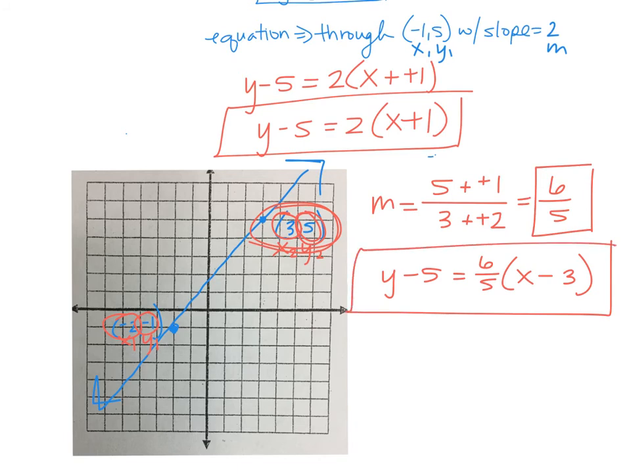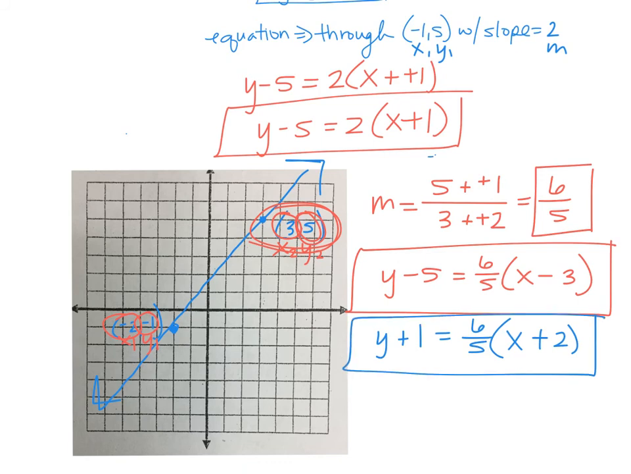What would the other answer be, the other option? Y plus 1 equals 6/5 times x plus 2. Yeah, so you could give either one of those, okay? They're both correct. I know they look like totally different lines, but they actually are the same line, okay? Questions on that?